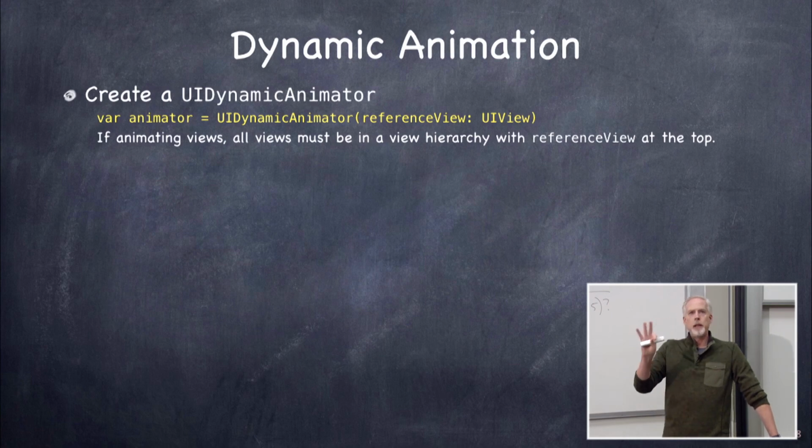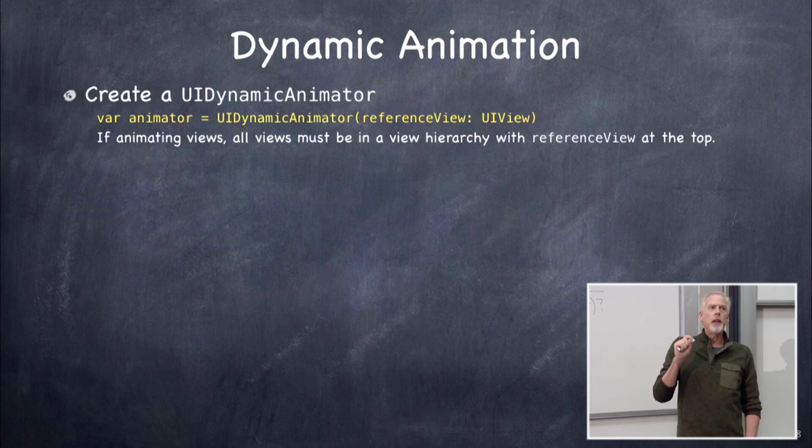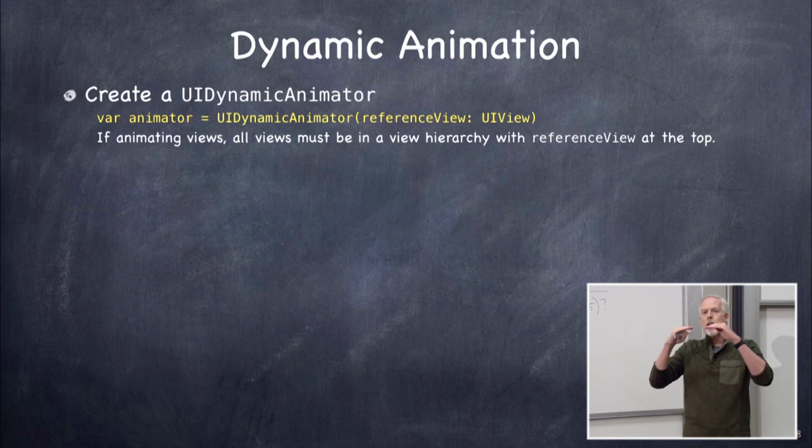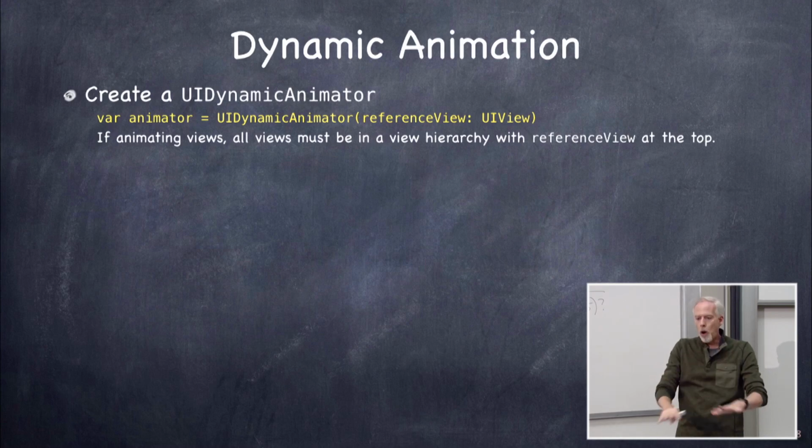There's 3 steps to making it happen. First, you need an animator. This is just the thing that drives the animation, okay? It's an instance of a class called UIDynamicAnimator. It only takes one argument in its initializer, which is the view that is going to be the reference coordinate system for all animation that's going on. The only requirement is this view can be any view in your app. It just has to be a superview, or a superview of a superview, or a superview of a superview. It has to be at the top of the view hierarchy of all the views that the animator is going to animate.